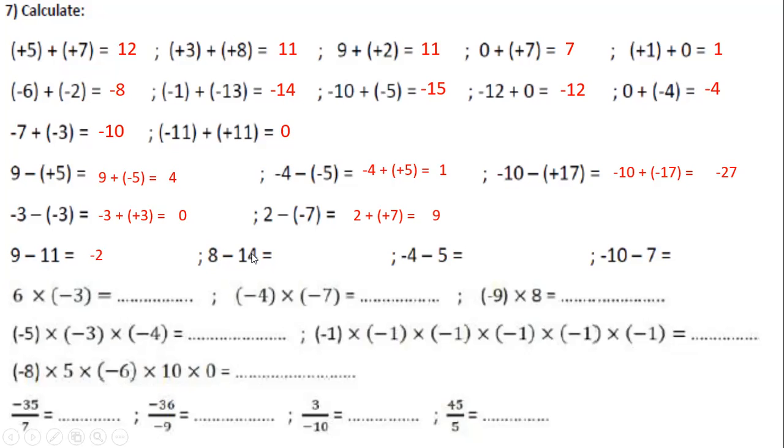Same thing here. 8 minus 14. The sign of 8 is positive. The sign of 14 is negative. So since they are different, my answer will be as the greatest, meaning minus, and we subtract. 14 minus 8 is 6. So it is negative 6. Negative 4, negative 5. The sign of the first is negative. The sign of the second is negative. I have two negative numbers, so my answer will be negative and we add.